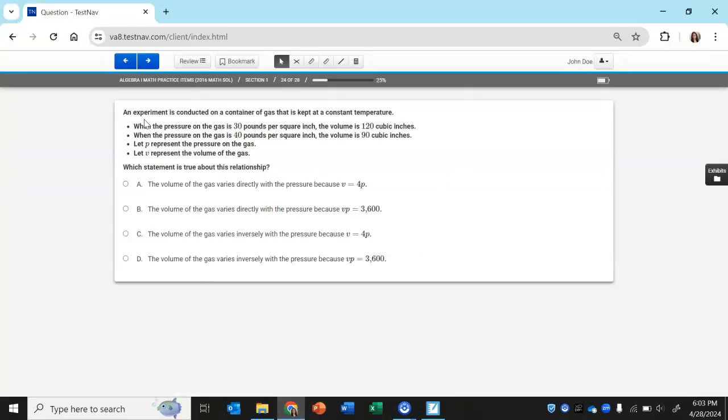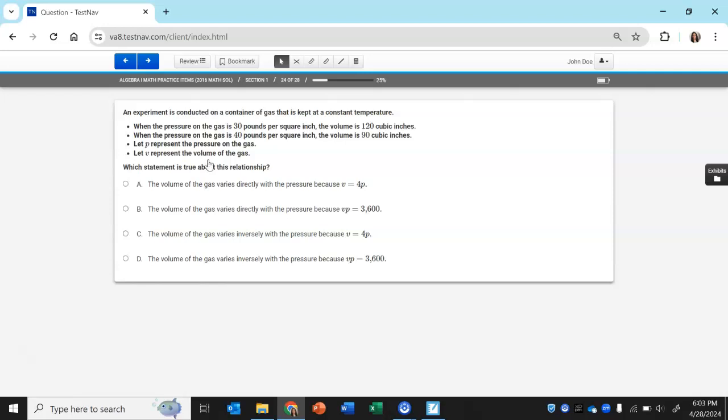It says that an experiment is conducted on a container of gas that is kept at a constant temperature. When the pressure of the gas is at 30, the volume goes up to 120. And when the pressure of the gas is at 40, the volume goes up to 90. Let P represent the pressure and V represent the volume.